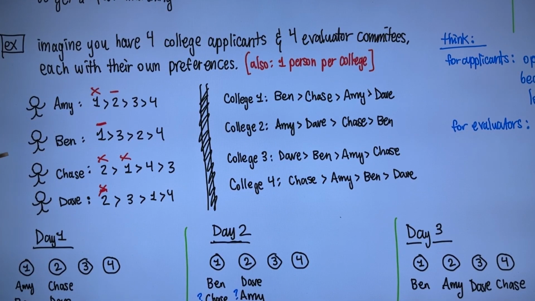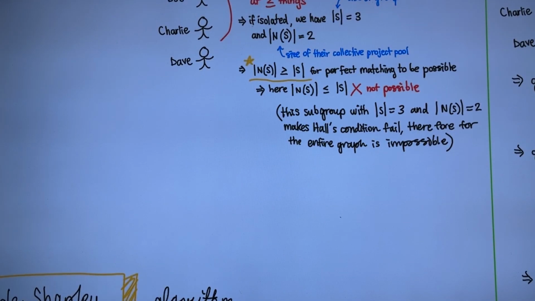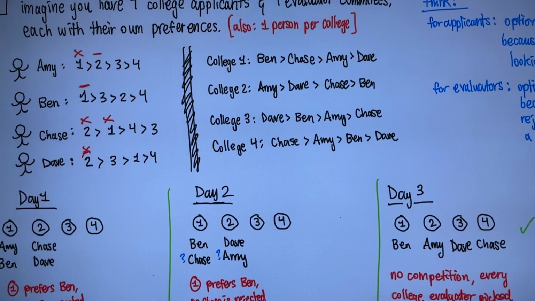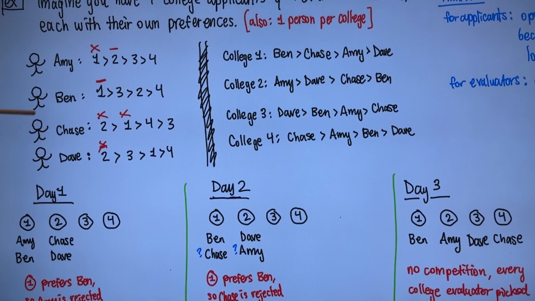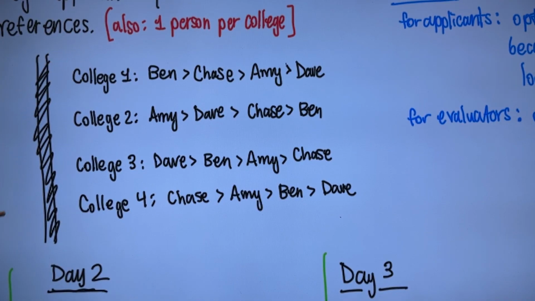So let's say you have 4 people. Yes, we're dealing with 4s again. Let's say you have Amy, Ben, Chase, and Dave. Yeah, could be the same Dave from the example earlier. He was struggling to get a perfect matching, so he decided to apply for some colleges. Let's go. So you see here, Amy, Ben, Chase, Dave, these are all the college applicants. They each have their preferences, their top picks of colleges, right? Amy's top pick is college 1, Chase's top pick is college 2, right? But then let's say the colleges receive all these applications. Now they also have their own preferences. You know, college 1 prefers Ben over Chase, college 2 prefers Amy over Dave, etc., right?